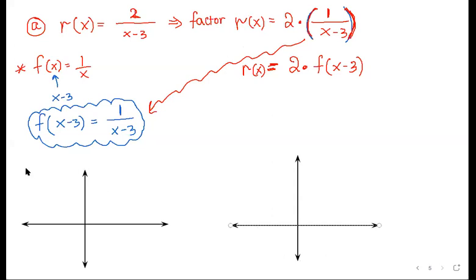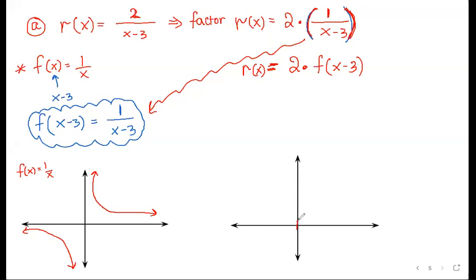This is f of x equal 1 over x, as we graph it in the first slide, like this. This is f of x equal 1 over x. Now, f of x minus 3 means we have to shift this graph 3 units to the right. Okay? So after we shift this graph 3 units to the right, this is my asymptote, the vertical asymptote.